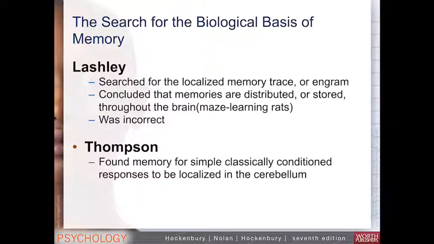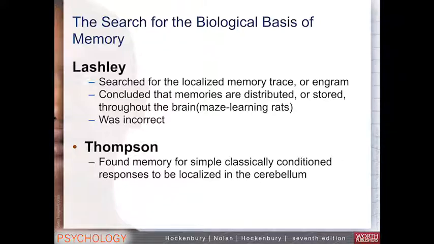Let's pick back up on the biological basis of memory and talk about Lashley and Thompson. So, first, what's important is to talk about an engram, which is a memory trace. It's something that we talked about in the last video when it talks about that structural or chemical change that is happening in terms of long-term memory formation that we can actually locate. So, like a memory trace.